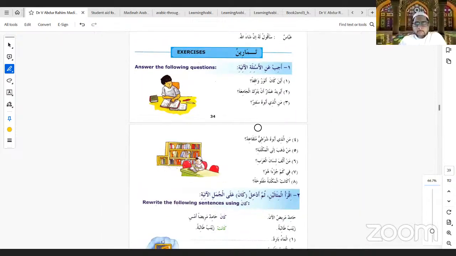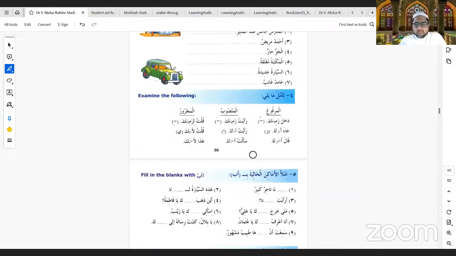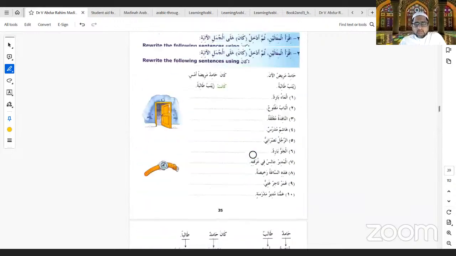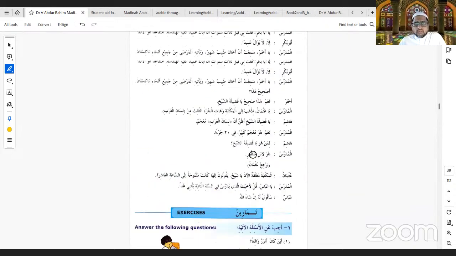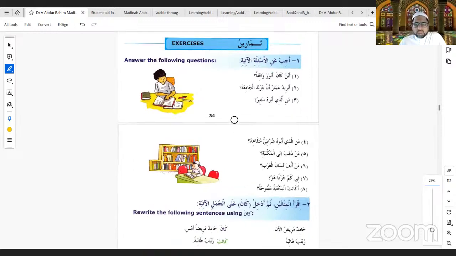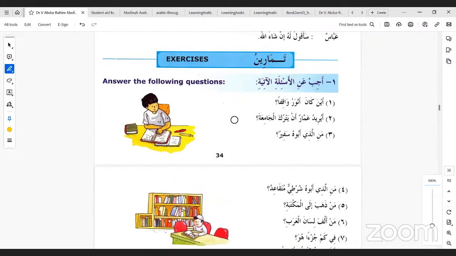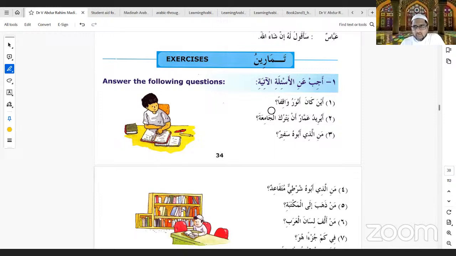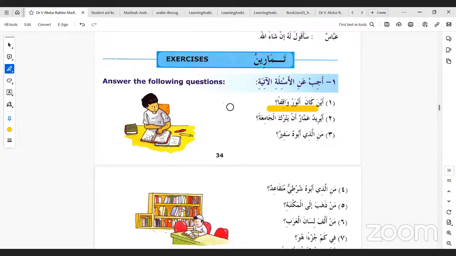Okay. Sister, there's a short lesson. Right, Sister Zabunisa, can you do the first exercise? أين كان أنور واقفا؟ So take the answer, translate, and then take the answer from the question itself. Bismillah. Where was Anwar standing?